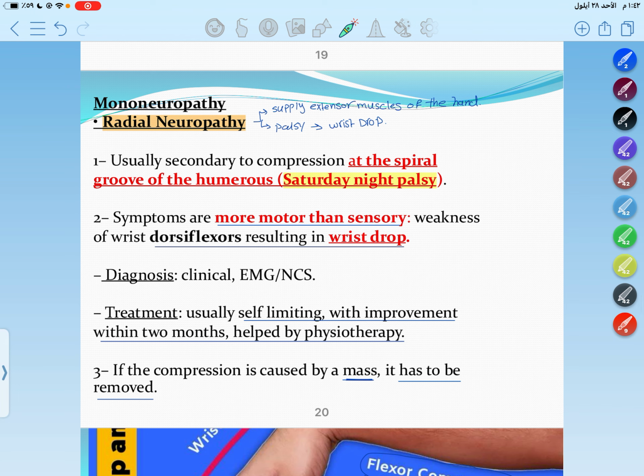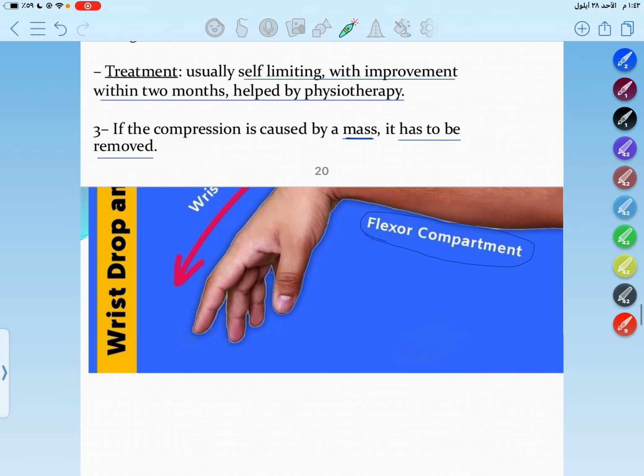Thirdly is the radial nerve. And usually there is compression of the radial nerve in the spiral groove of the humerus. This is called Saturday night palsy.